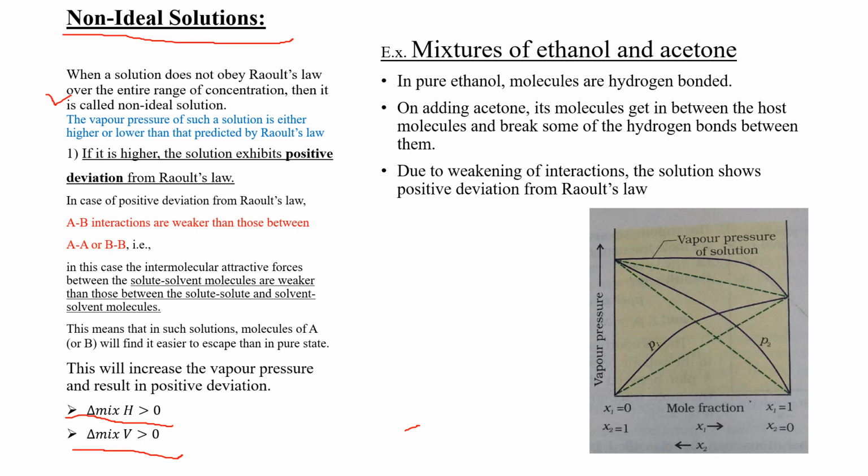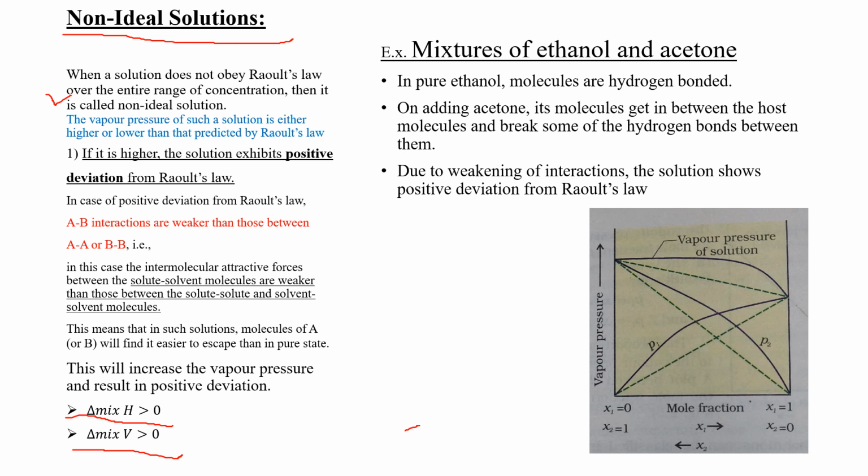So the example of a non-ideal solution showing positive deviation is the mixture of ethanol and acetone. In pure ethanol, molecules show hydrogen bonding. Clear? As we have pure ethanol, the molecules of pure ethanol, C2H5OH, C2H5OH, show hydrogen bonding between them. On adding acetone to ethanol, its molecules get in between the host molecules and break some hydrogen bonds between them.